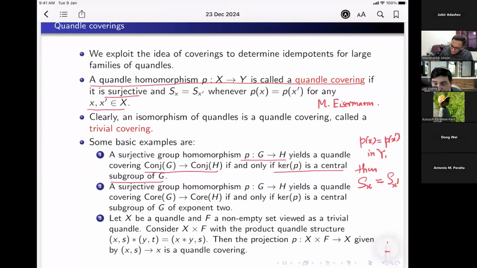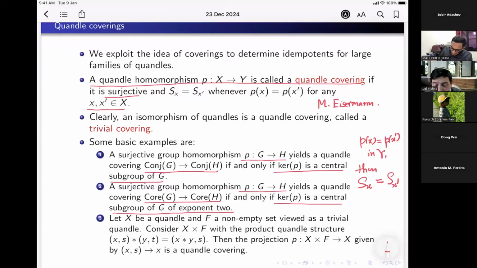Similarly, if you have a surjective group homomorphism between two groups, it gives you a quandle covering from the core quandle of G to the core quandle of H. What is a core quandle? Recall the core quandle is just x * y = 2y - x. It's a special case of the first example that I gave, if and only if the kernel of p is a central subgroup of G, but in this case of exponent 2. These are very elementary things to check. So we do have a large supply of quandle coverings that we can cook up from surjective group homomorphisms.